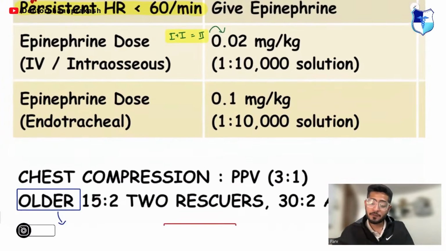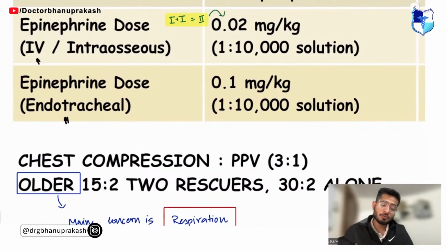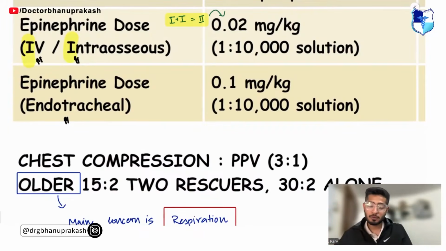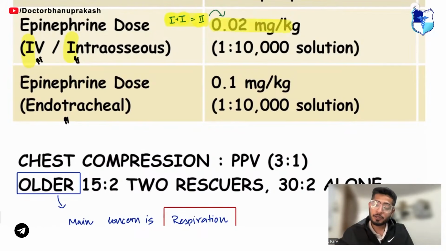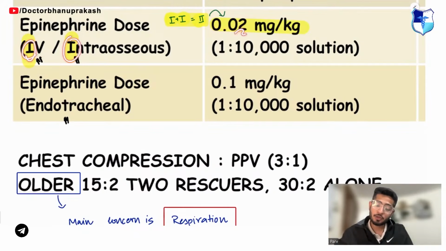And what is the dose of epinephrine? Understand, epinephrine can be given by the endotracheal route, the IV route, or IO. IV and IO you have to place together, and 1 + 1 is equal to 2. So remember, this is 0.02 mg per kg. This is the trick to remember. IV, IO, 1 and 1, 2. This is 0.02 mg per kg.